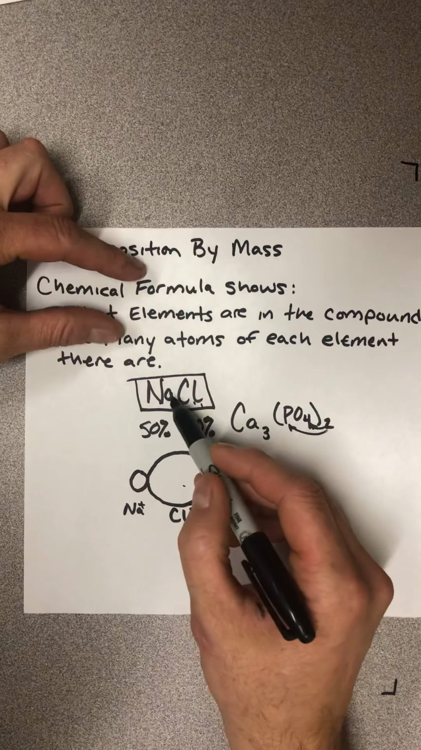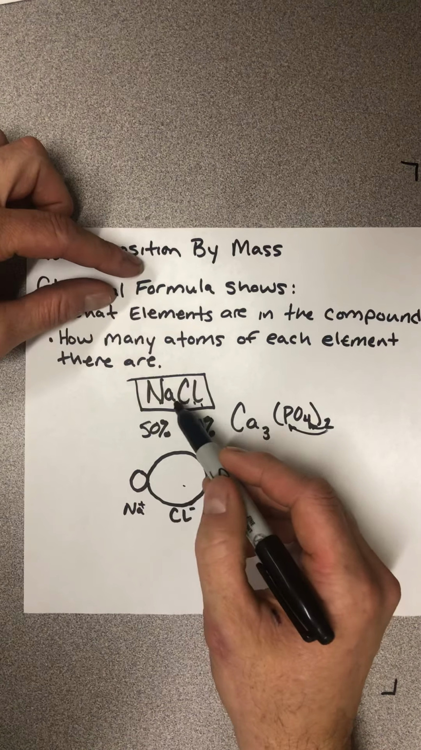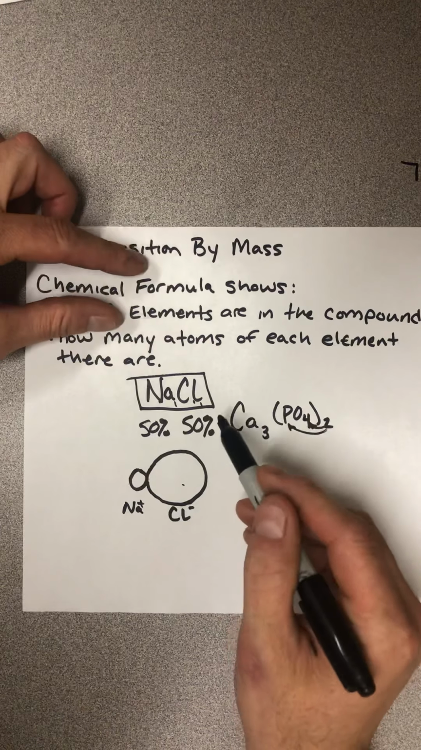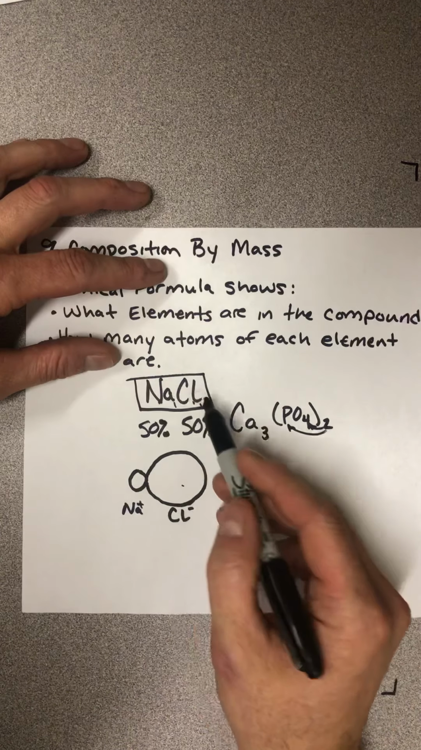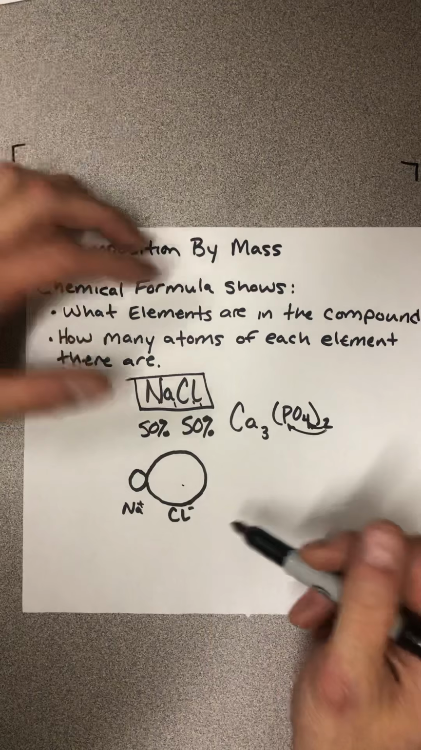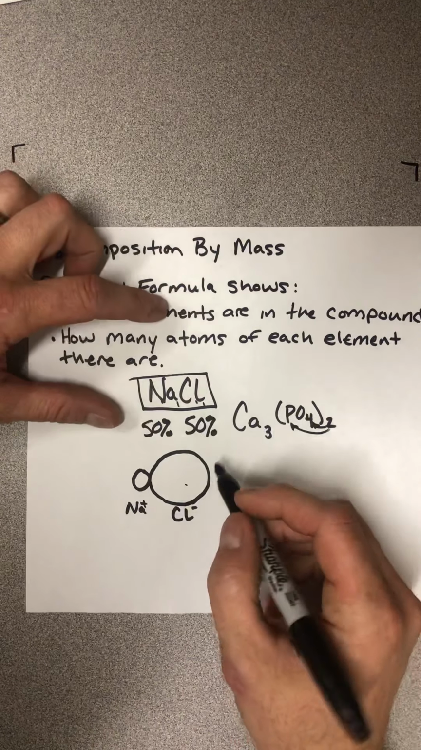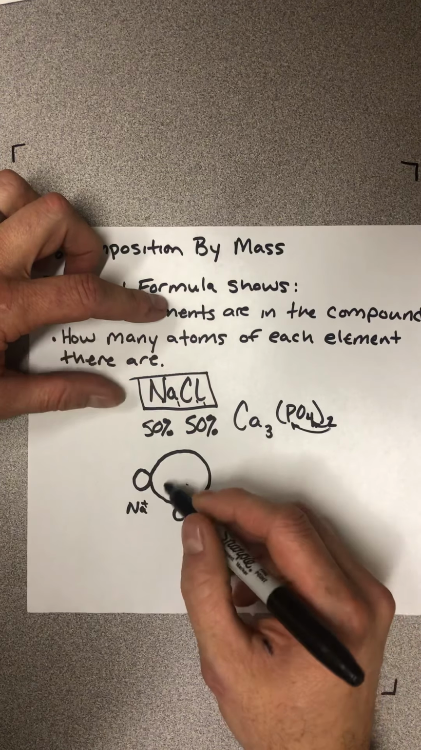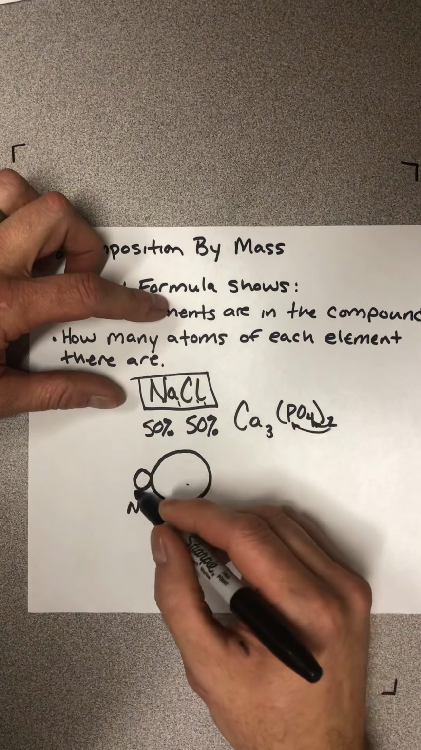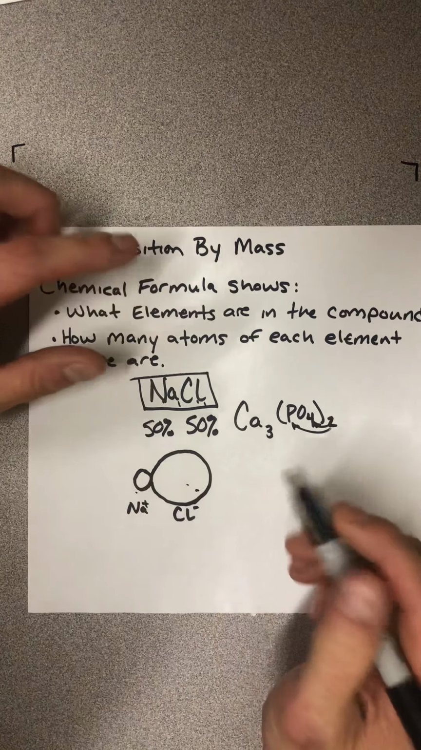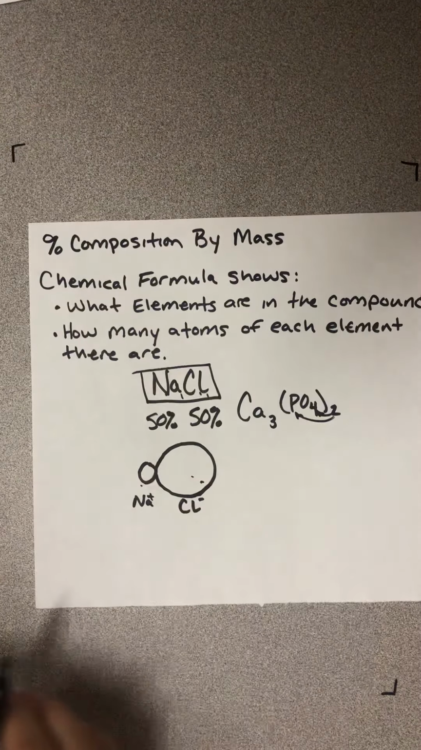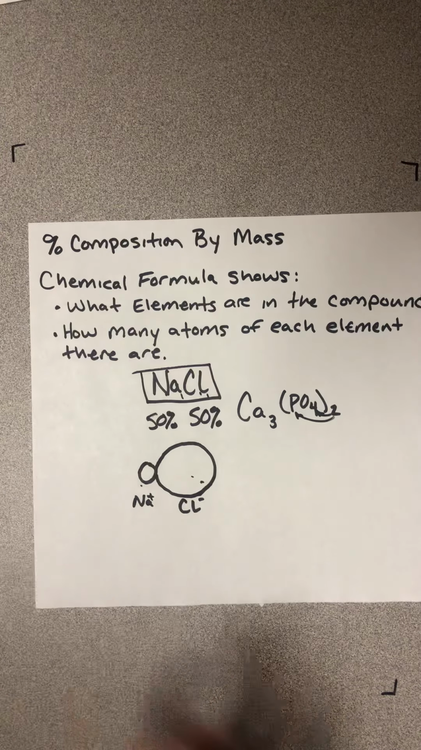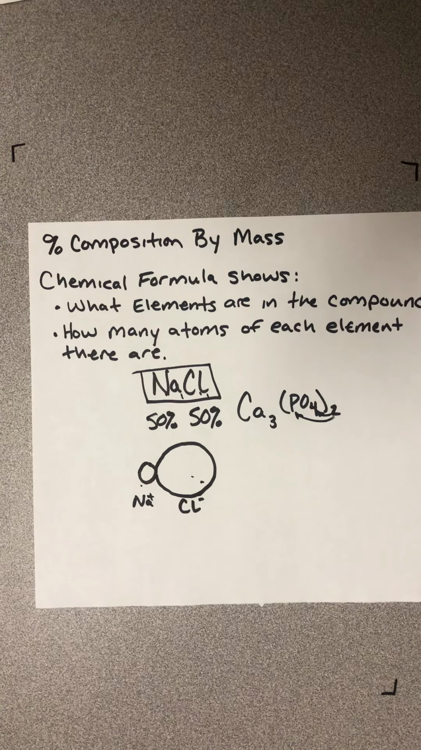So don't be fooled by the subscripts in the formula. That's not really what tells you the percent composition. That just tells you the ratio in which the elements are bonded together. So let's figure out how we're going to calculate how much of this actual substance is sodium and how much is chloride. When we do percentages, you guys do percentages all the time because you're always trying to calculate the grade you got on a test or something like that.